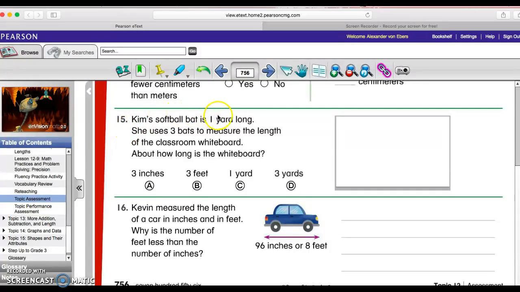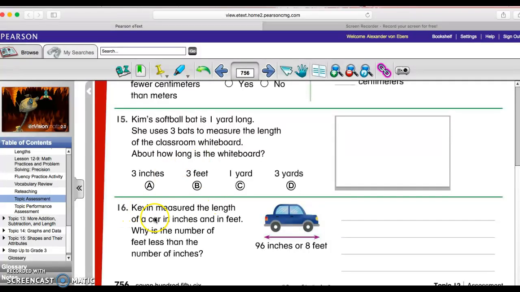Kim's softball bat is 1 yard long. She uses 3 bats to measure the length of the classroom whiteboard. About how long is the whiteboard then? 3 inches, 3 feet, 1 yard, 3 yards. If her baseball bat is 1 yard long and she uses 3 bats to measure the length of the whiteboard, how long is the whiteboard?